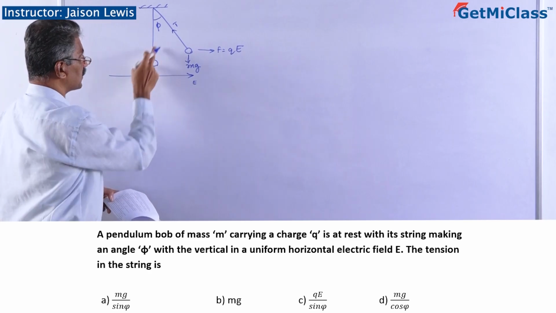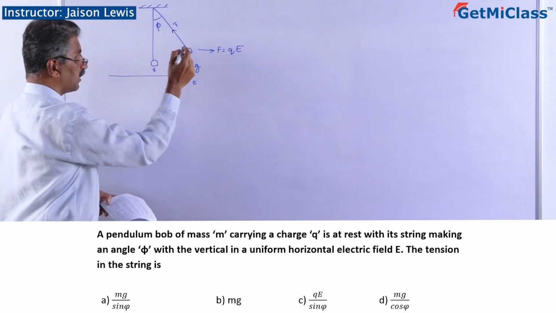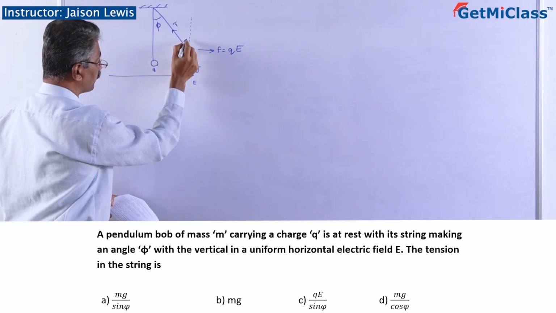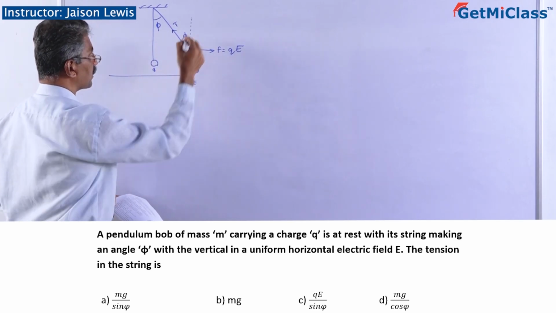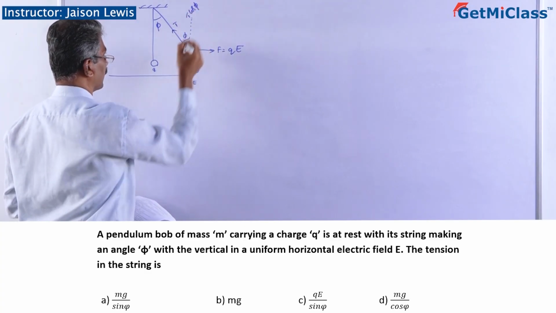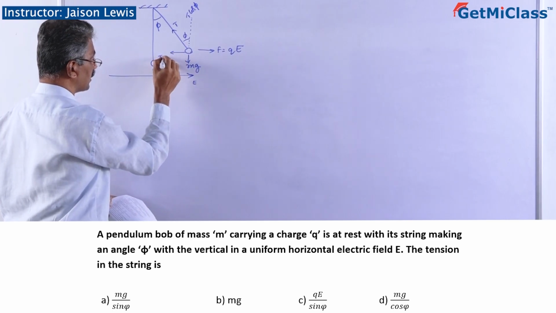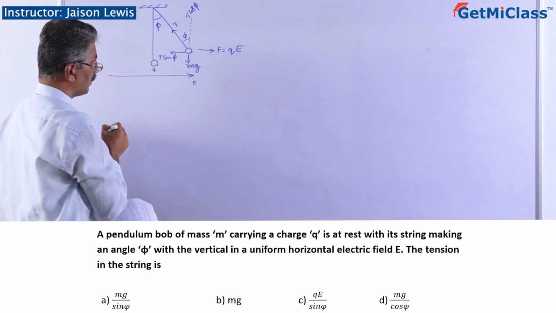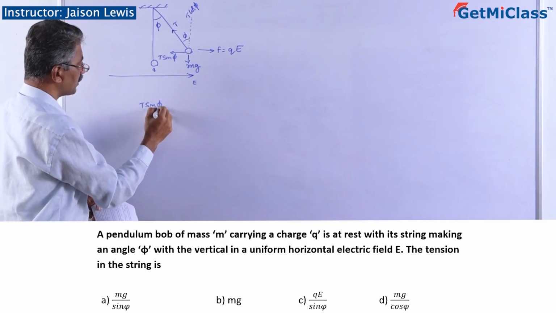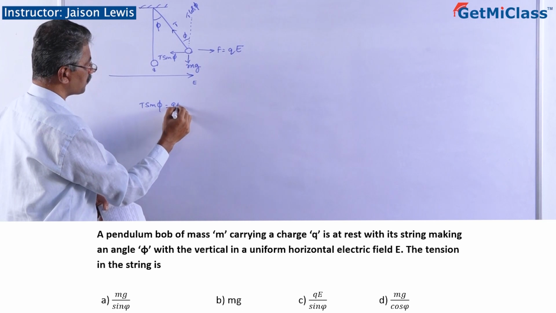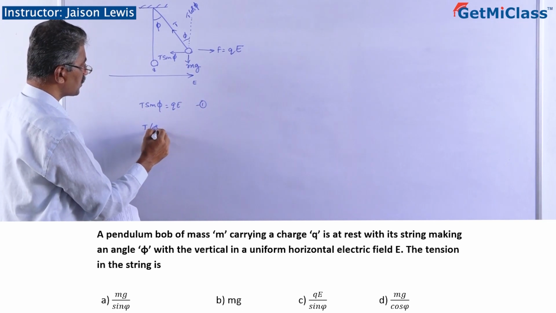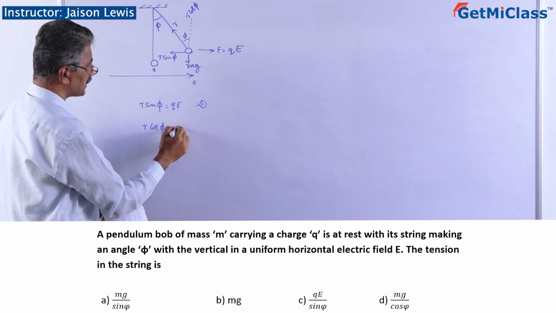To calculate that, since we know the angle with the vertical is phi, we'll resolve this tension T. Since this angle is phi, the vertical component is therefore T cos phi, and horizontal it is T sin phi. Since it is in equilibrium, we can write T sin phi is equal to Q into E. That's equation number 1. And the other equation is T cos phi is equal to mg.